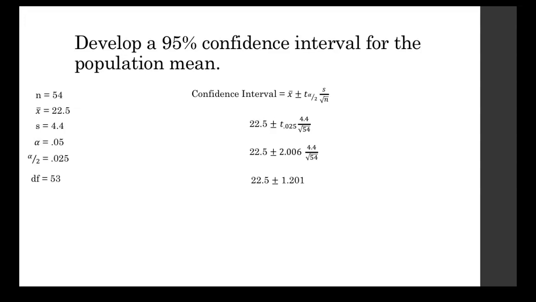So now we can add and subtract that from our sample mean to find our confidence interval of 21.299 to 23.701.